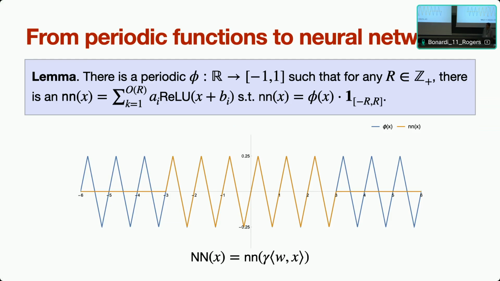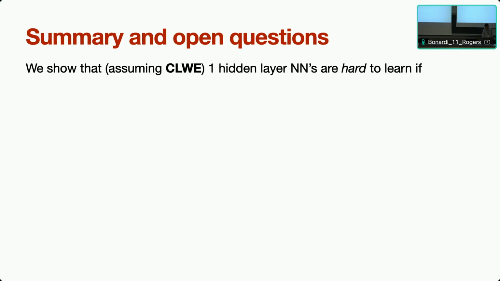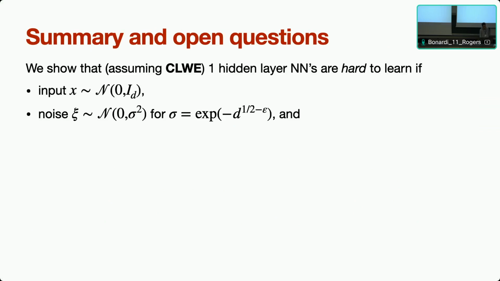So we just plug in this gamma times inner product of w and x, to get a hard neural network in D dimensions. To summarize, we show that assuming CLWE is hard, then learning a one hidden layer neural network is hard, if the input x is from a standard Gaussian, and the noise is also Gaussian, and the variance can be even subpolynomial, like e to the negative square root of D, close to that. And the width K is also polynomial in D.